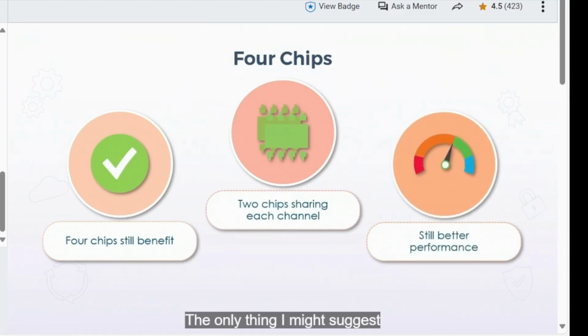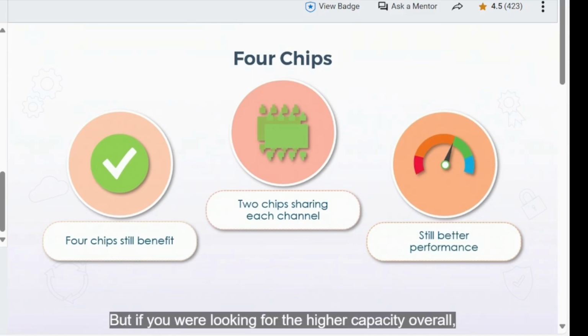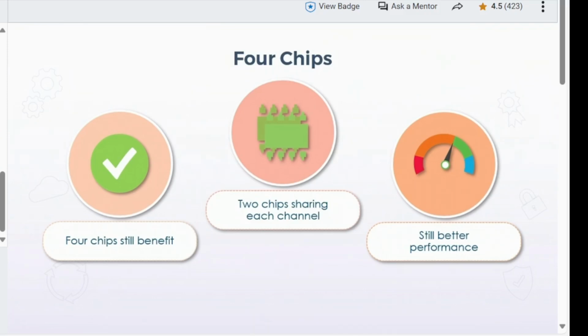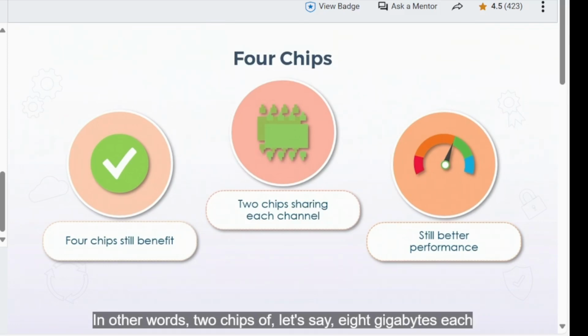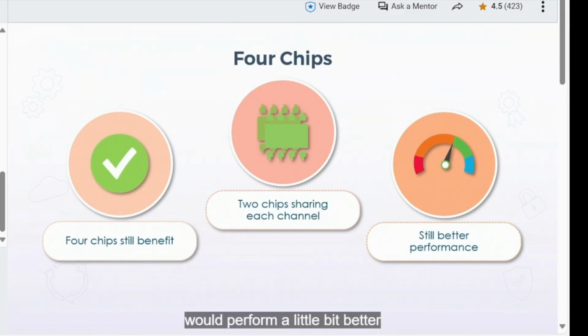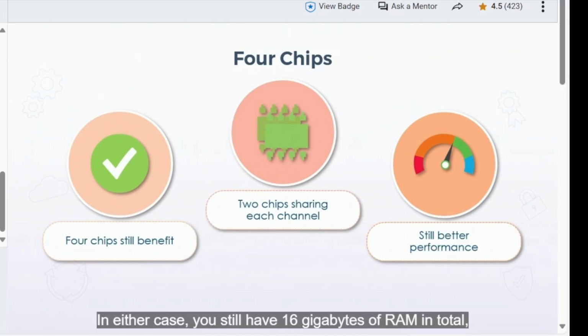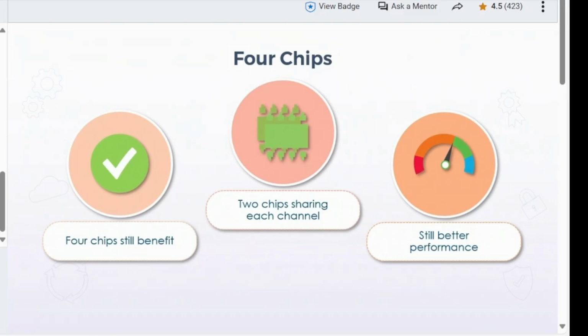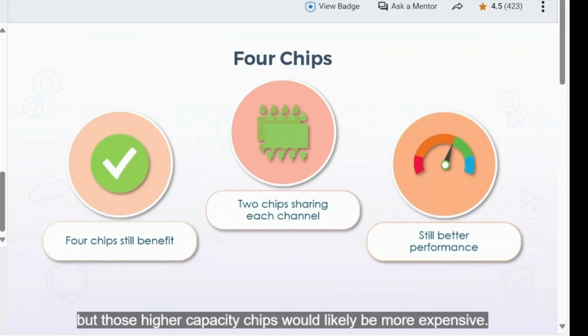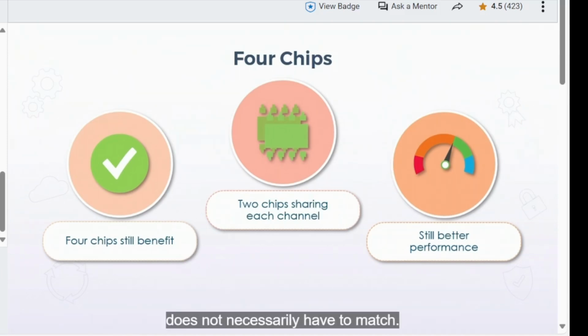The only thing I might suggest in terms of maintaining the best performance would be to still go with just two chips. But if you were looking for the higher capacity overall, then each chip would have to be twice as large. In other words, two chips of, let's say, 8 gigabytes each would perform a little bit better than four chips of 4 gigabytes each. In either case, you still have 16 gigabytes of RAM in total, but those higher capacity chips would likely be more expensive.